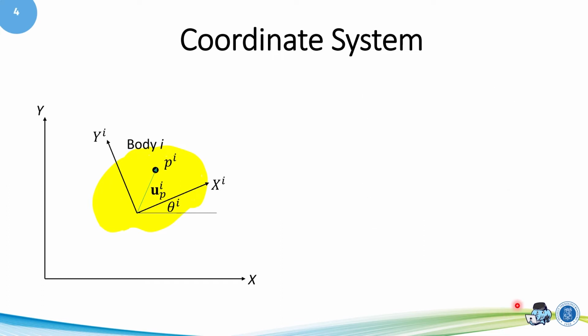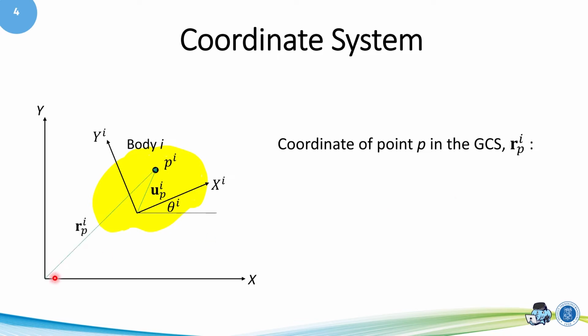Then we need to transform the coordinate in the LCS to the global coordinate system as well. So after we get the global representation of the point P, or upi, we need to transform the point Pi into the global coordinate system. So the coordinate of the point P in the global coordinate system is rpi, or you can see the vector here from the origin of the coordinate system XY to Pi.